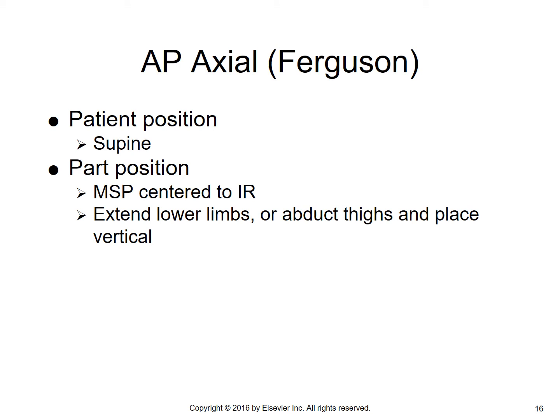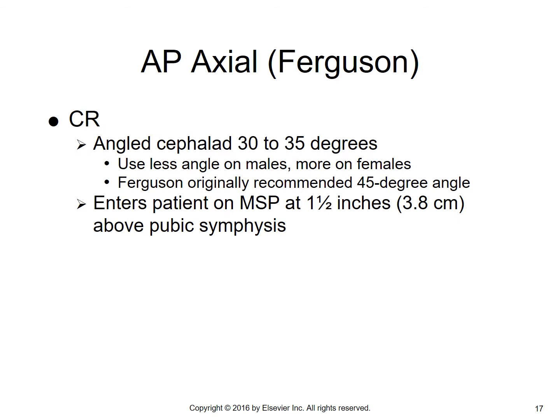The Ferguson method is going to be a supine position to open up the interspace between L5 and S1 in an AP presentation. So the MSP is centered to the IR. You're going to extend the lower limbs or abduct the thighs and place them vertical. Central ray is 30 to 35 degrees cephalad.